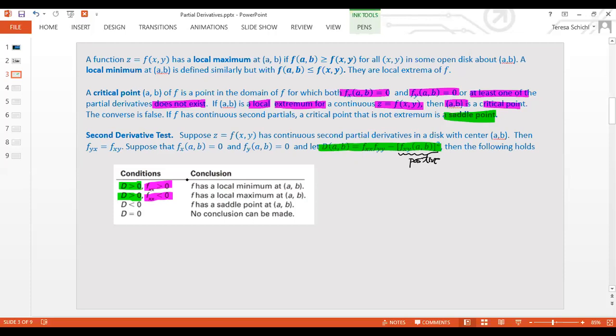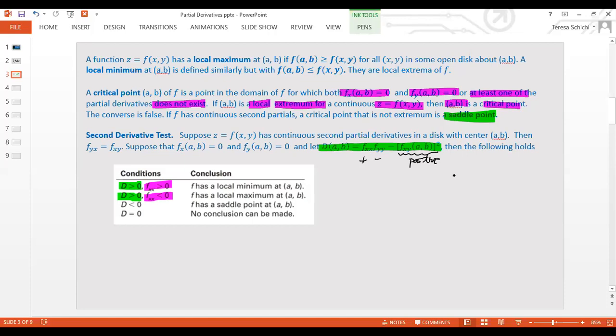So in order for D to be greater than 0, f_xx and f_yy both have to be of the same sign. That's why here we only need to check that f_xx is greater than 0, because I know f_xx and f_yy have to be the same. If one is positive and the other is negative, then D ends up negative, right? So if f_xx is positive, then f_yy has to be positive for D to have a chance to become positive. That means f_xx and f_yy have to go the same way.